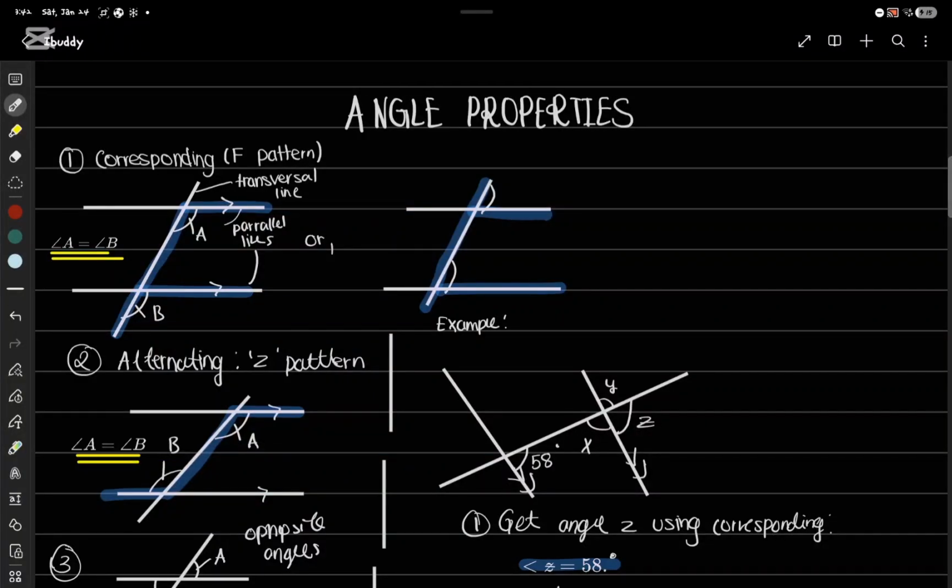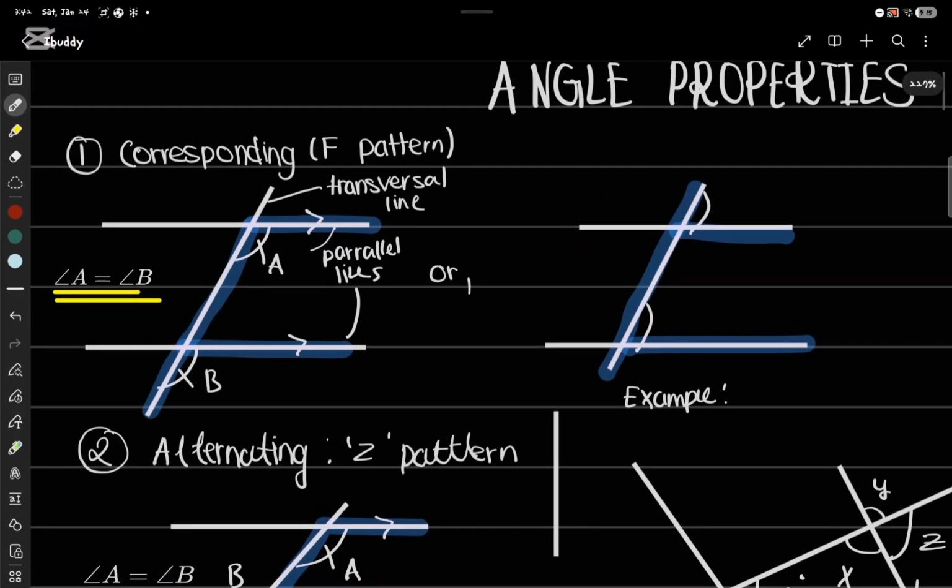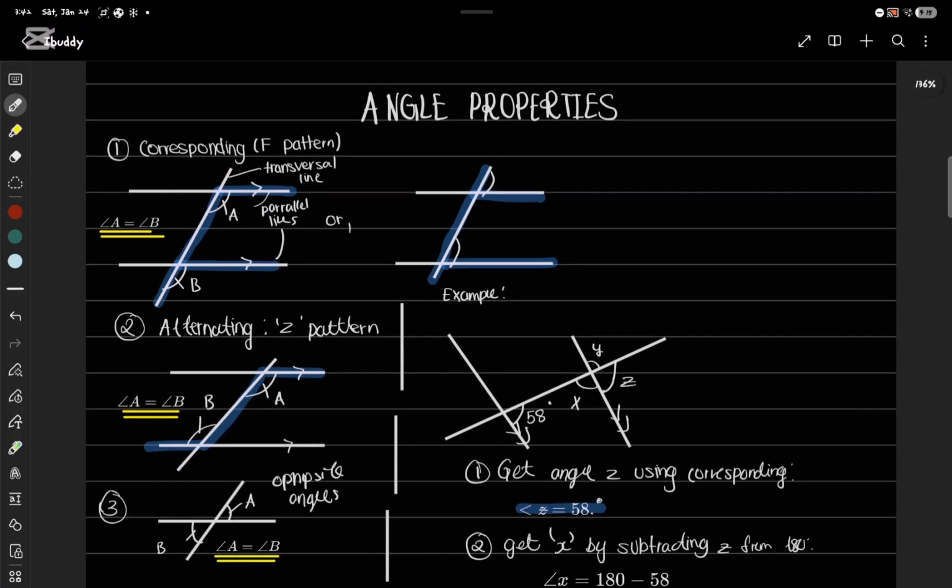This is the second lesson of Unit 7 Geometry. And today's lesson is going to be about angle properties. So angle properties are essentially when you're given a diagram and you have to find some unknown angles, then you can use these angle properties to help you.